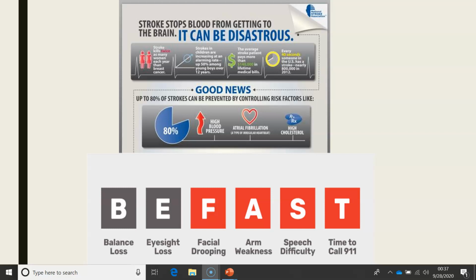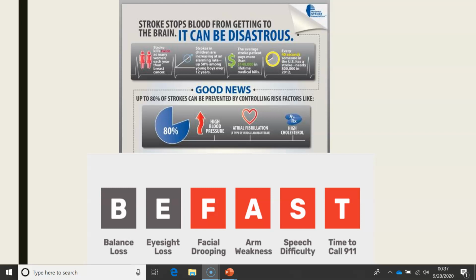Not only do strokes kill more women per year than breast cancer, it talks about how much it costs to care for, and every 40 seconds in America, someone has a stroke. Some of these are for shock value. They are true numbers, but they're really here trying to express that there are modifiable risk factors that can prevent either the person reading this poster or their loved ones from having a stroke.